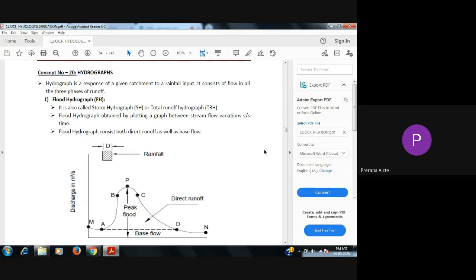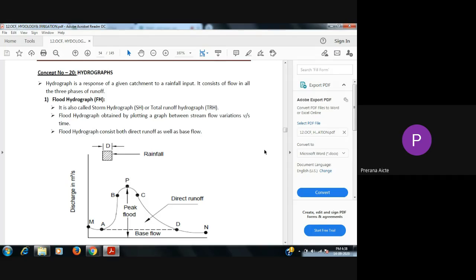So it consists of flow in all three phases of runoff: surface runoff, subsurface runoff, and base flow. The surface and subsurface runoff together are called direct runoff. Base flow is separated from the surface and subsurface runoff. If you separate the base flow, you get direct runoff.